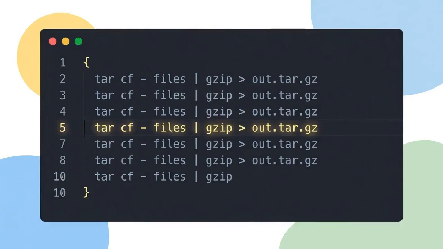tar writes its archive to a dash, which in Unix means standard output, the open pipe. A vertical bar, the pipe operator, hands that stream to gzip. Then the greater than sign redirects gzip's output into the file out.tar.gz. This is the manual form of the previous line. Same result, no hidden plumbing.